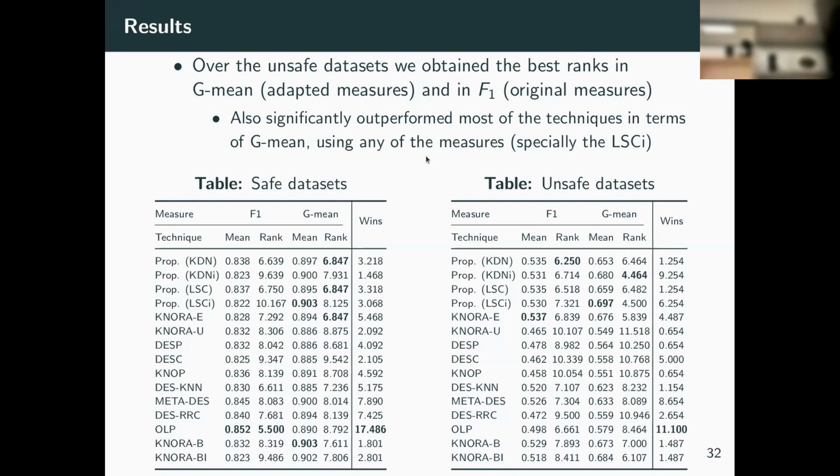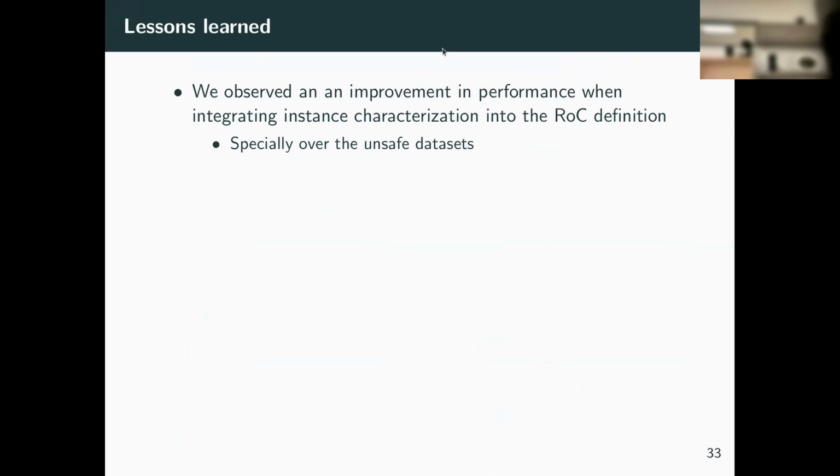So to wrap up these experimental results, we observed that there was an improvement in performance when using the local overlap reducing procedure in the selection of the classifiers. And we saw that this improvement was more clear when taking into account the unsafe data sets.